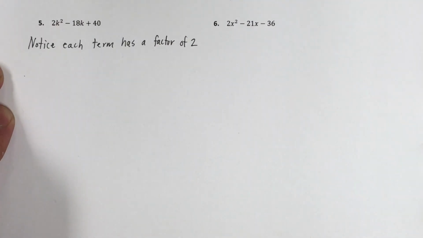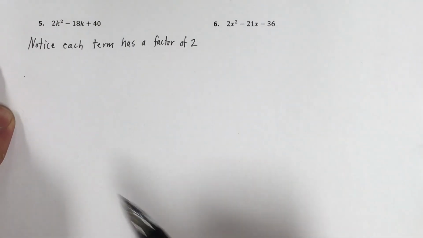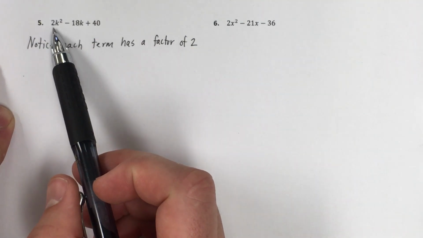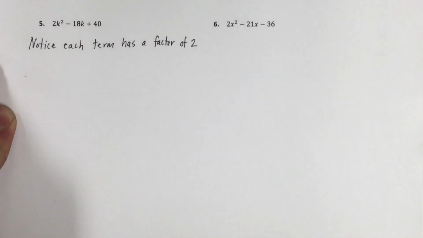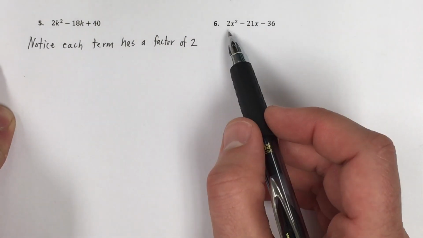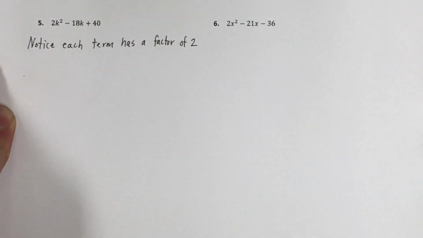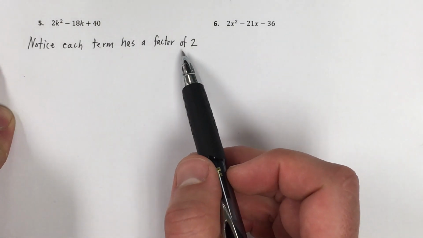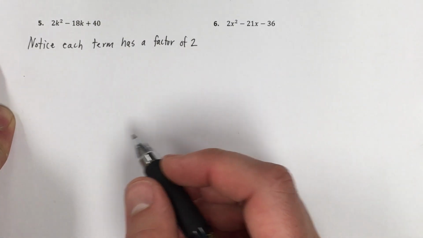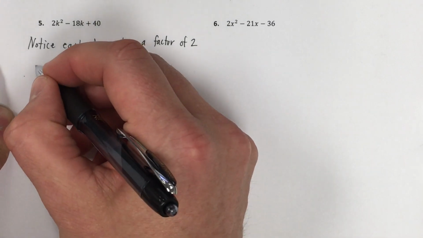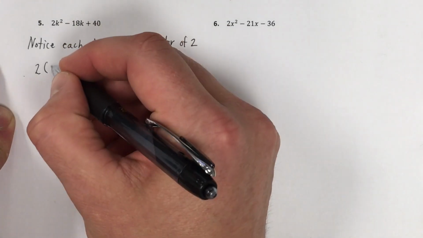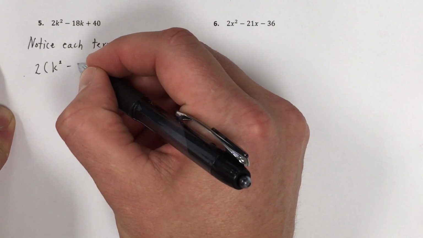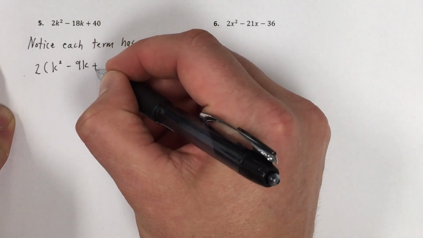This is the Algebra 2 video continued, and what we're being asked to do is factor 5 and 6. What I notice is that the lead coefficient is not 1, so it does add a little bit of difficulty. And I wrote up here, I noticed each term is a factor of 2. And the result is kind of nice for us because what we can do is we can factor out a 2. So you get 2 times the quantity of k squared minus 9k plus 20.